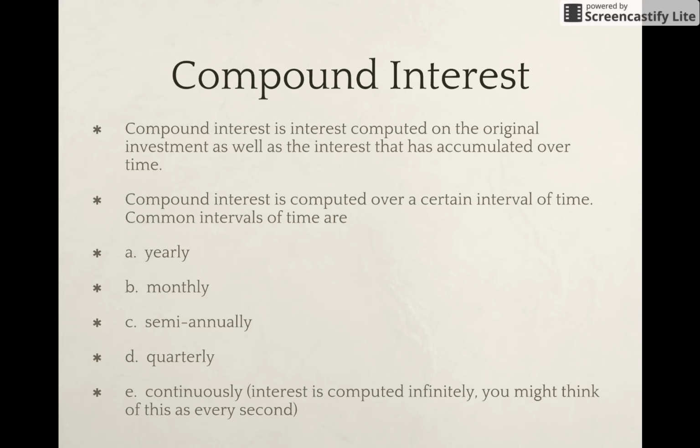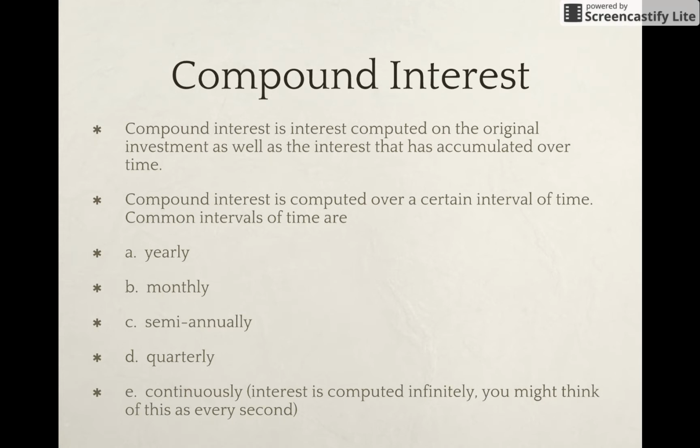Compound interest is generally computed every certain interval of time. So some common intervals are yearly. In that case, the interest would be computed once a year. Monthly, the interest would be computed once a month. Semi-annually, it's twice a year, or quarterly, 4 times a year.